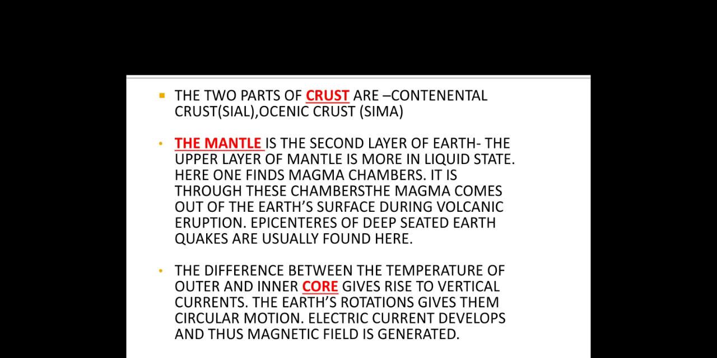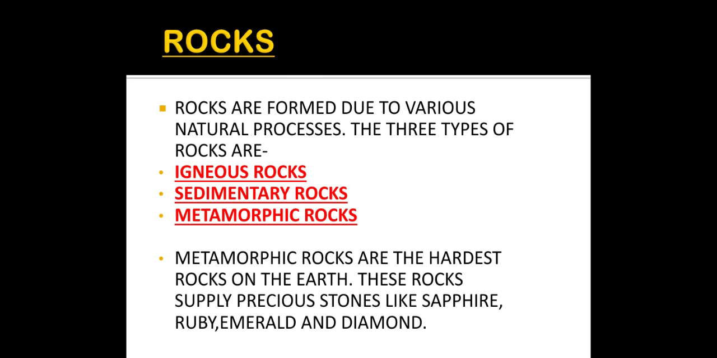Then we studied the rocks. Now the rocks are formed due to various natural processes. We studied in detail in the last class. The three types of rocks are igneous rocks, sedimentary rocks and metamorphic rocks. Now metamorphic rocks are the hardest rocks on the earth. These rocks supply precious stones like sapphire, ruby, emerald and diamond.